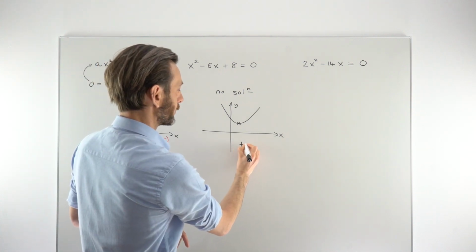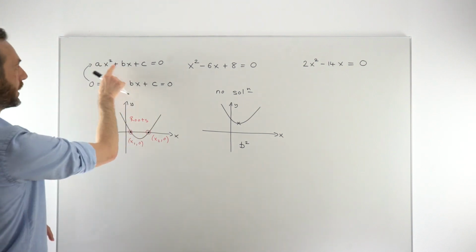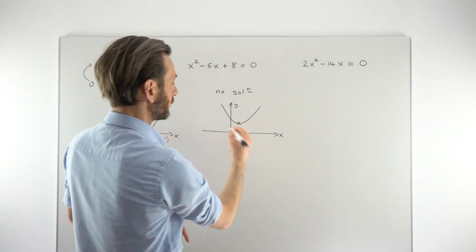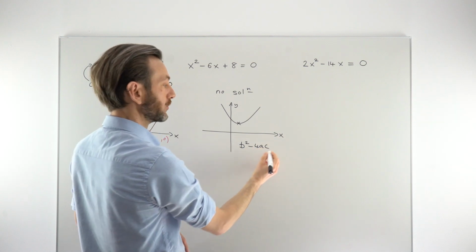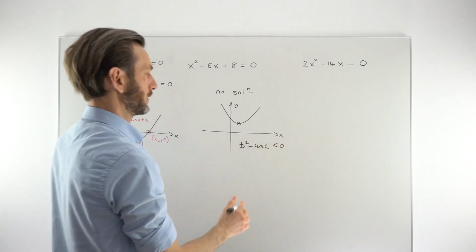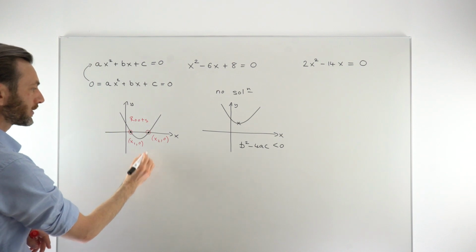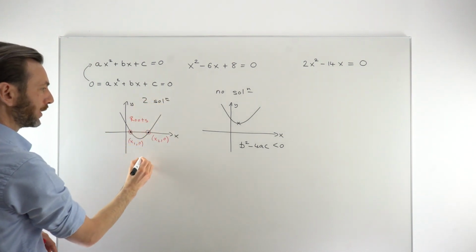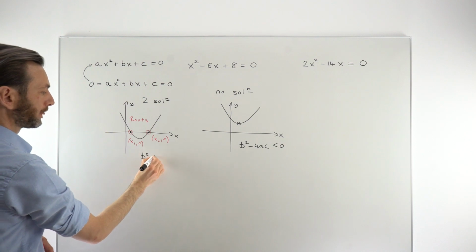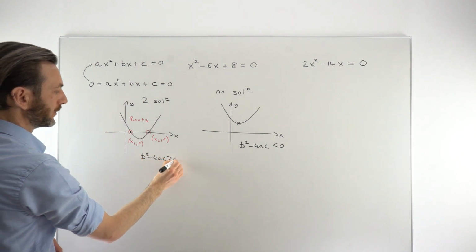But basically, we've got this thing called the discriminant based on the a, b, and c values. In this scenario here, b squared minus 4ac, which is what we call the discriminant, would come out to be less than 0, so no solutions. For this one over here, we've got 2 solutions for our quadratic equation, and the discriminant is greater than 0.